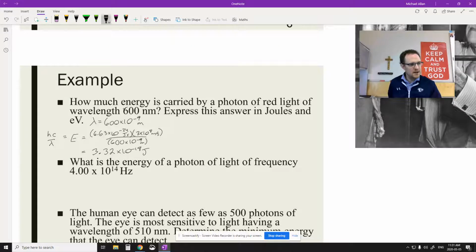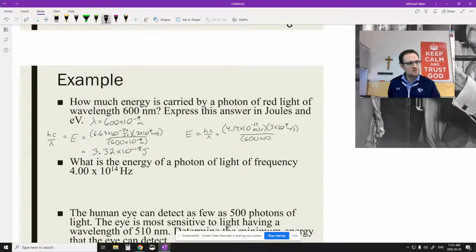So what I'm going to do now is the same calculation, hc over lambda, but this time I'm going to use the 4.14 times 10 to the negative 15 electron volt seconds version. If you want to do the unit analysis, you can. I'm not too concerned about the unit analysis at this point.